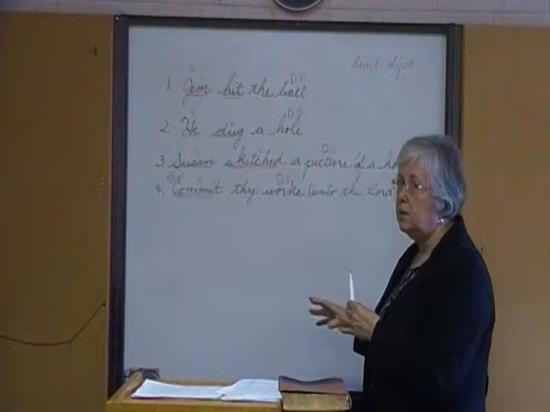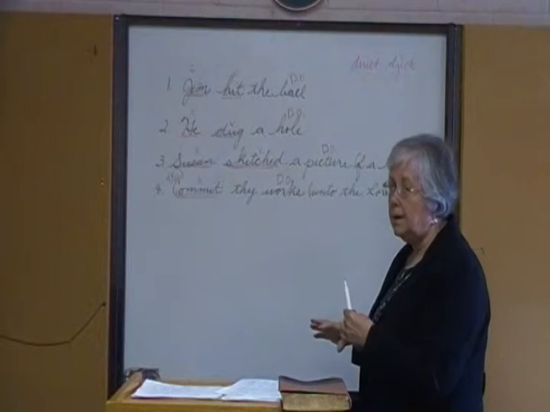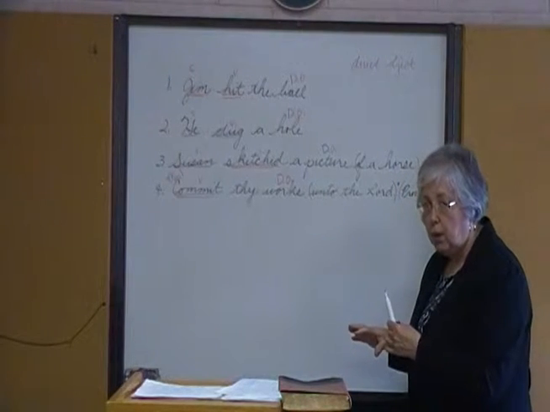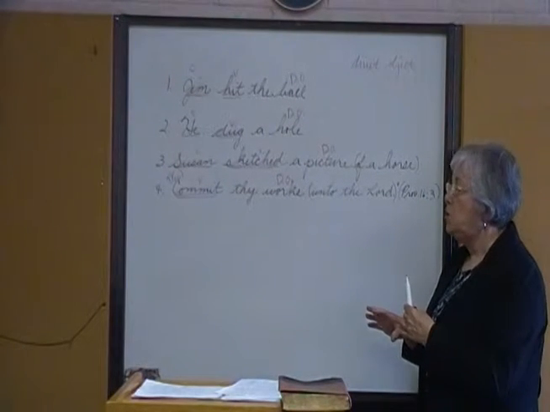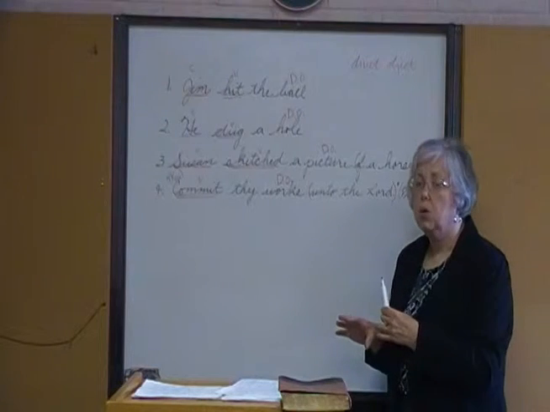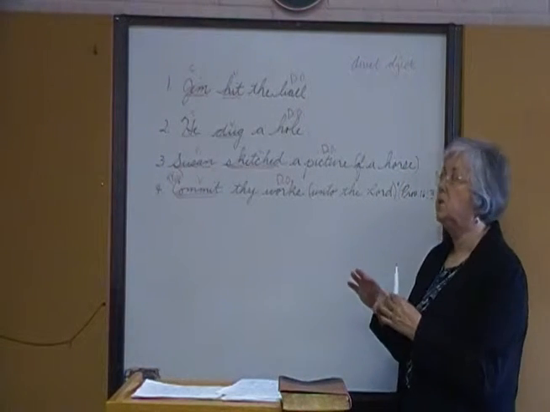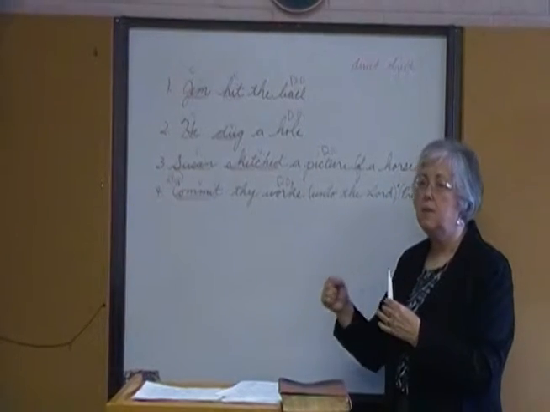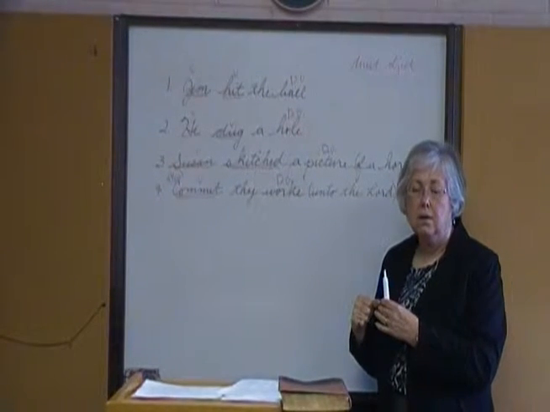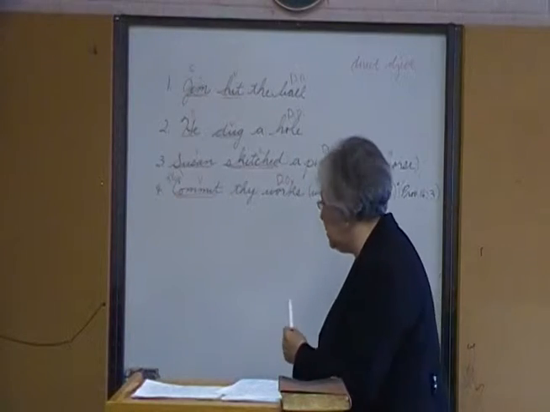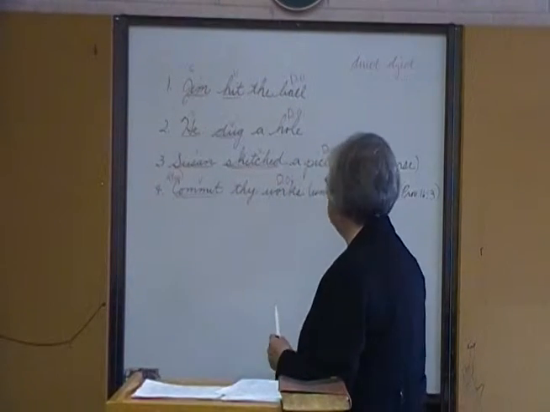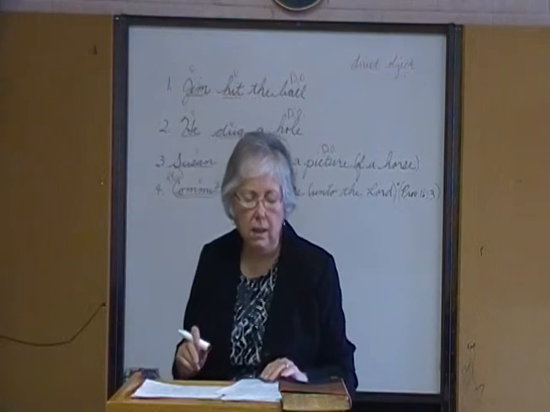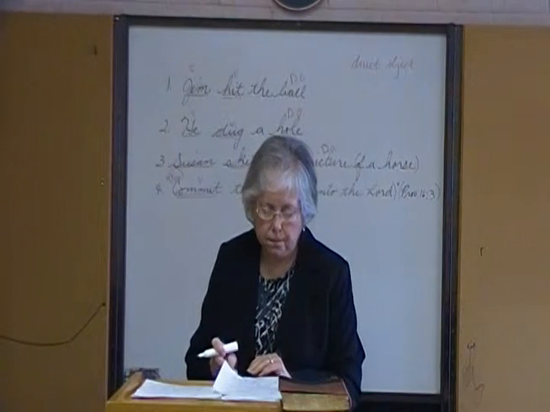Jim hit, whom or what? Ball. He dug, whom or what? Hole. Susan sketched, whom or what? Picture. You commit, whom or what? Works. So direct objects follow action verbs. Direct objects receive the action of the verb that the subject is doing. All right? Now, let's continue on with the indirect object.